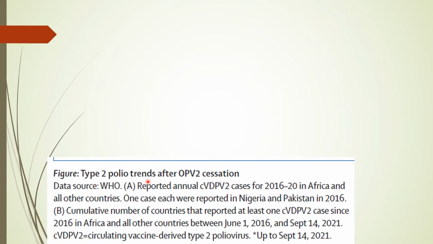Now let's look at the polio trends after OPV2 immunization was stopped. That is the switch from trivalent polio to bivalent polio, which does not contain OPV2. The WHO reported annual circulating vaccine-derived poliomyelitis cases from 2016. The switch occurred in 2016 in Africa and other countries. 1 case was reported from Nigeria and 1 from Pakistan in 2016.